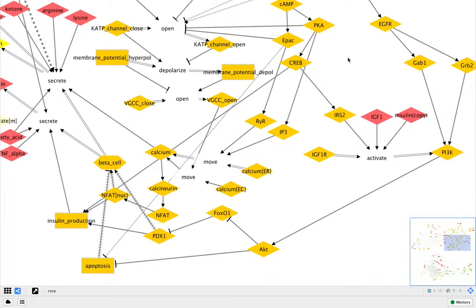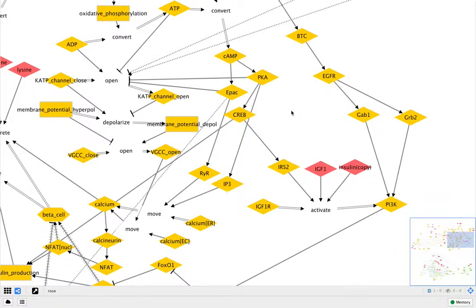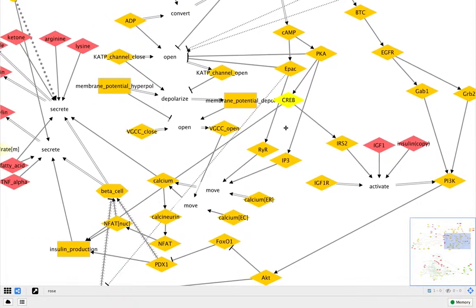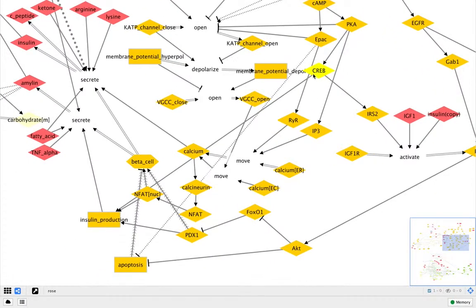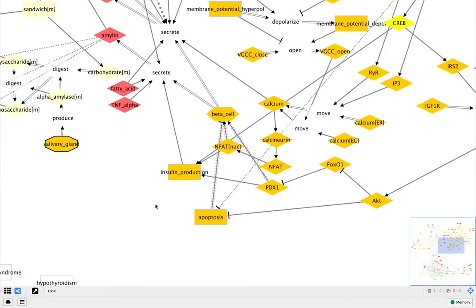And at the same time, the PKA activates CREB, which is one of the transcription factors in the beta cell. The CREB increases the production of insulin inside the beta cell, which further enhances the secretion of insulin from the beta cell.